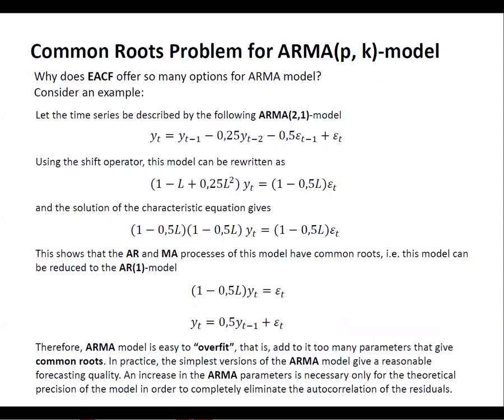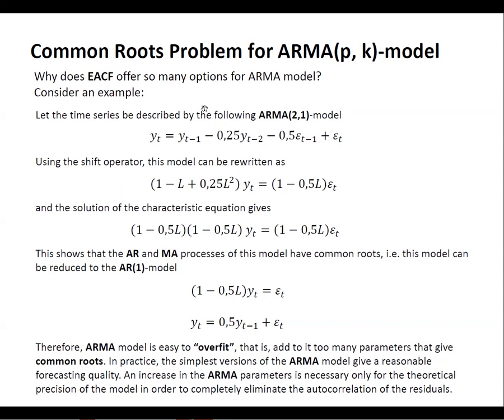We are slowly coming to an end. However, there is one more theoretical effect that we must consider. This is the so-called problem of the common roots of the ARMA model. Why does ACF offer us many options for ARMA models? ARMA 1.1, ARMA 2.2, ARMA 1.2, ARMA 2.1, all are valid models according to ACF. The problem lies in these common roots.